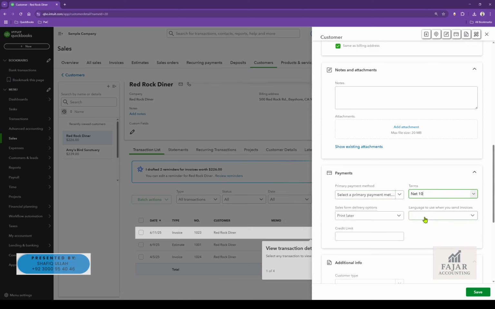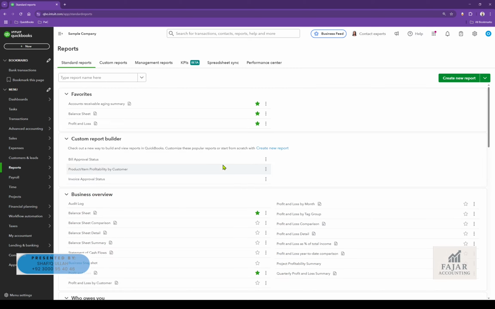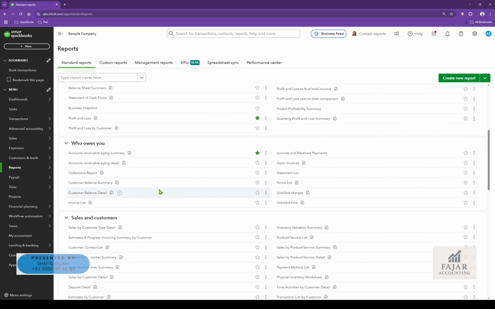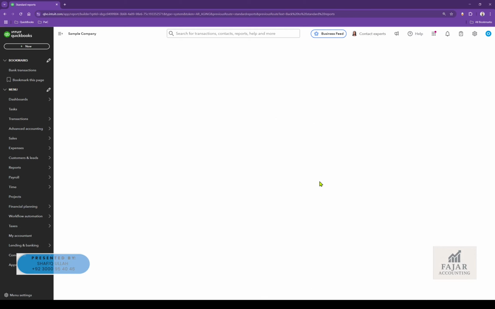In the customer payment section, you can add the credit terms and credit limit. If you leave these fields blank, QuickBooks will use the default terms set in the company settings. Now let me export the customer aging report and open it in Microsoft Excel.